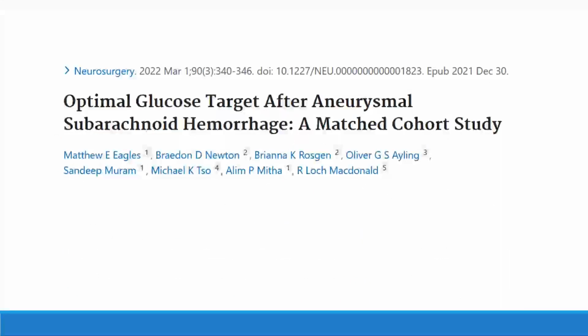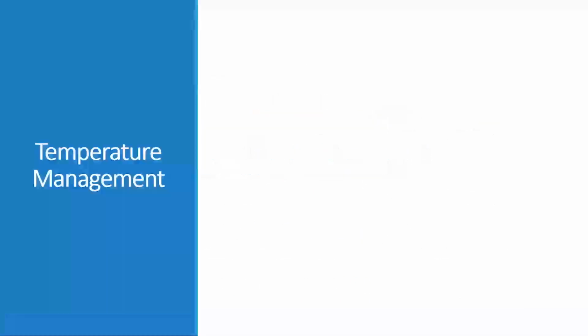Optimal glucose target after aneurysmal subarachnoid hemorrhage. This study also suggests that we have to avoid both hyper and hypoglycemia. We have to keep the glucose in a tight range between 80 to 180.